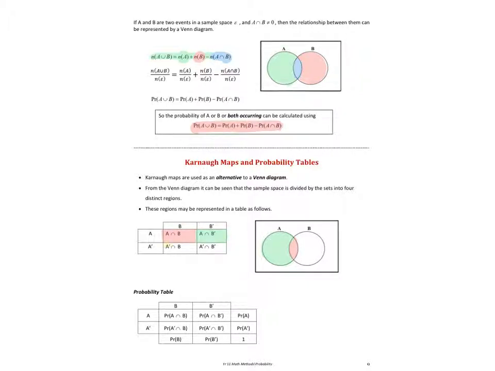What about everything that's not in A, but it is in B? Everything in this circle is in B, but it's got to be not in A. That's that section. And then finally, everything that's not in A and not in B, which means it's not in either one of them.